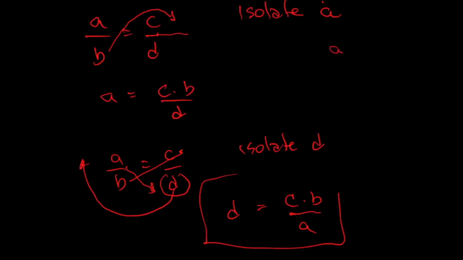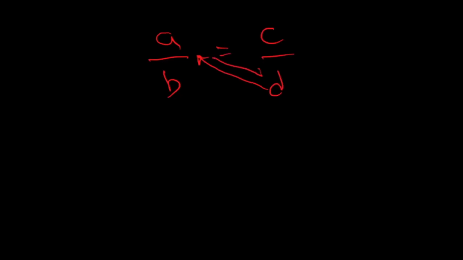One last example, A over B equals C over D. Let's say I want to isolate C in this case. Well, isolating C requires D to move over there. C is equal to A times D all over B. So use this quick and dirty shortcut in order to make it easier on you to manipulate the ideal gas law.